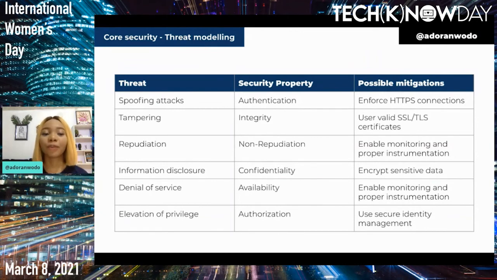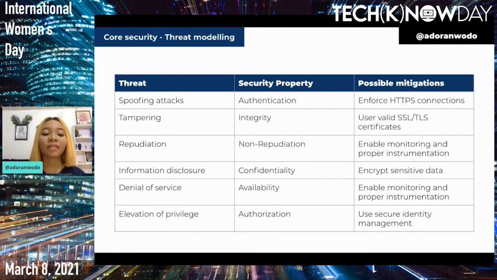If there's a chance that information from your system is going to get leaked, or someone can hack into your system and everything is just open in plain sight for everyone to see, you might want to think about encrypting sensitive data to protect the confidentiality of your users. If denial of service is a possible threat, then you might want to enable monitoring and proper instrumentation, like I have said, so that when your service, for whatever reason, is down, people can see from the logs what the issue was and quickly fix it, and your service can become available again.